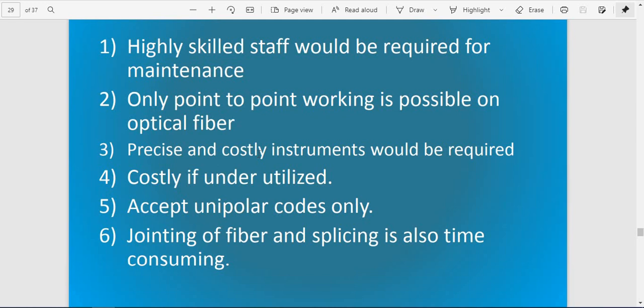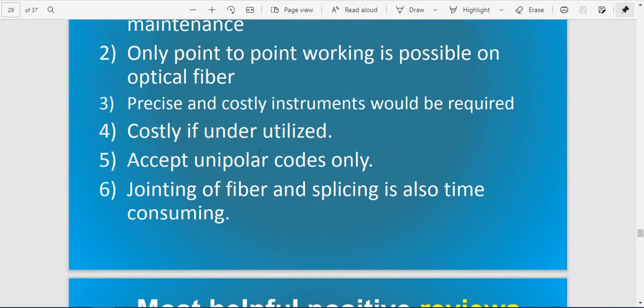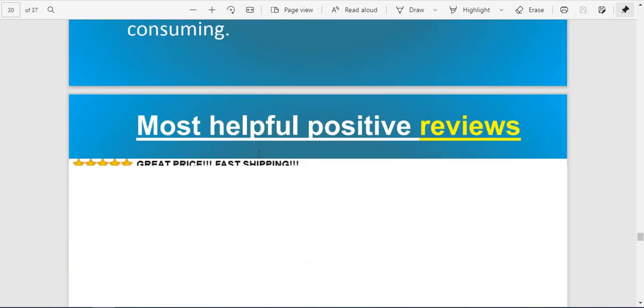Likewise, it accepts unipolar coding only, meaning a single kind of coding can be used. It does not provide bipolar or multipolar codings, right? Jointing of fibers and splicing is also time consuming. When we joint a particular part and use splicers, it takes a lot of time. So these are the disadvantages of optical fiber.